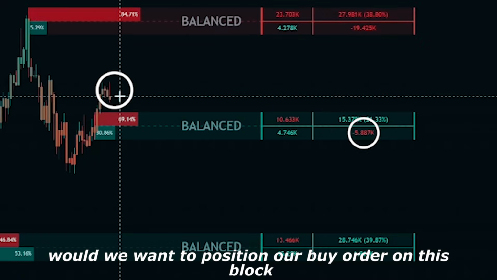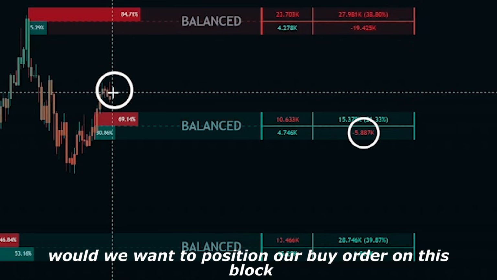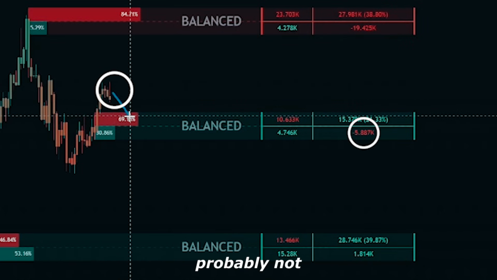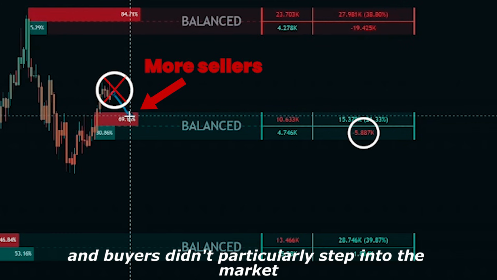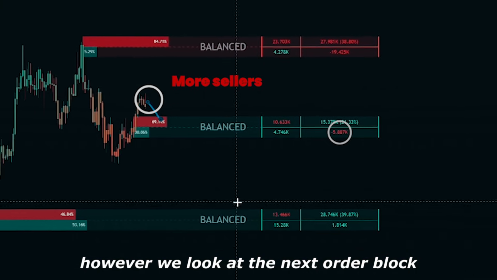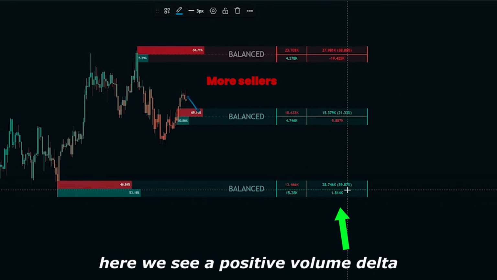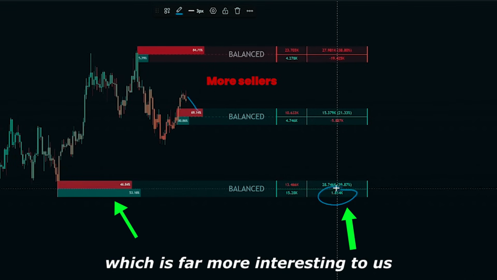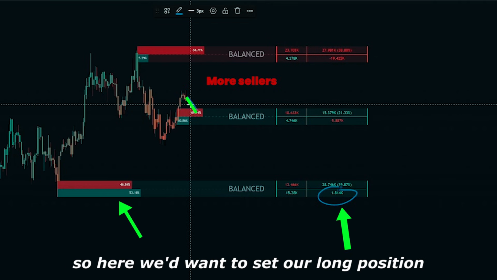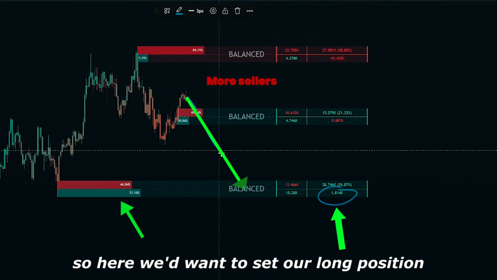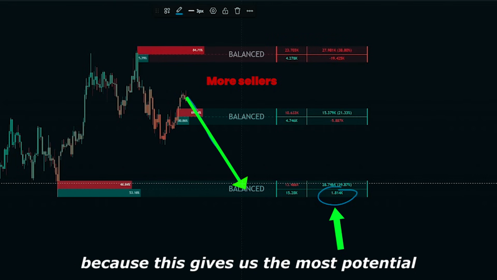Will we want to position our buy order on this block? Probably not, because we know there were more sellers at this level and buyers didn't particularly step into the market. However, we look at the next order block here. We see a positive volume delta, which is far more interesting to us if we're going to be entering a long position. So here, we'd want to set our long position because this gives us the most potential.